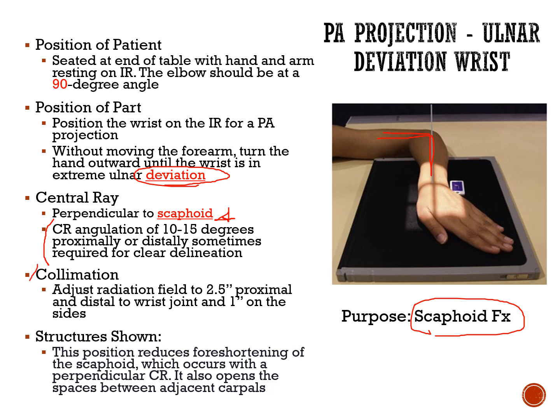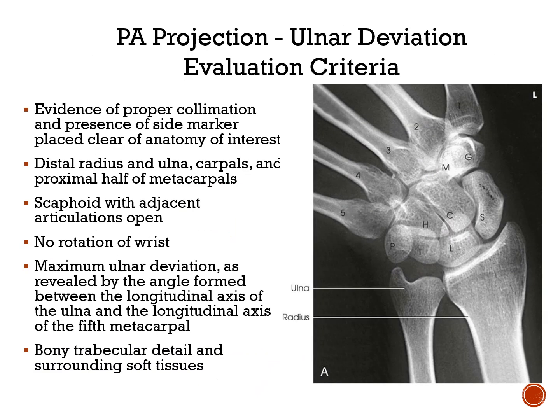We're going to use the same collimation that we've talked about previously, and we're going to look at decreasing foreshortening of the scaphoid bone. It also opens the spaces between the adjacent carpals and the scaphoid. So here we go, and there's the scaphoid, the joint. The idea is to desuperimpose it so we can see fractures. Now this is not exactly the most comfortable position, so this is something that the patient may not be able to perform, which is why we have another option. But if they can perform it, then we can get almost maximum ulnar deviation as much as possible.